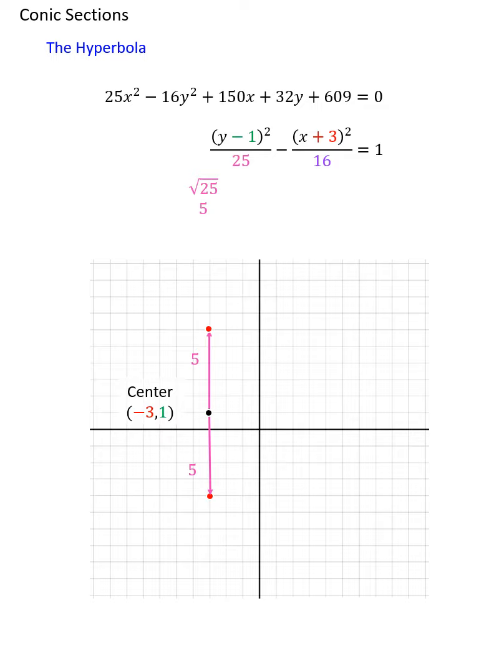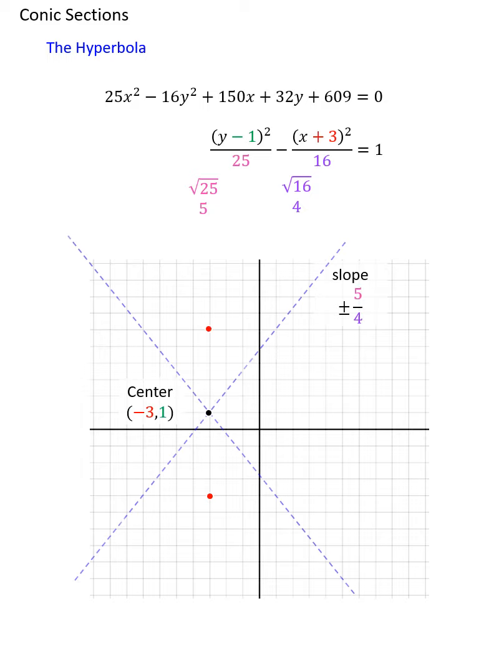None of this should seem terribly new to you as you saw it earlier. Furthermore, taking the radical of the second denominator and then the ratio of those radicals tells me the slope of the asymptotes, and so I drew two asymptotes there. And once I have the center, the vertices, and the asymptotes, I pretty much have a clear picture of where this hyperbola is going, and the graph is finished.